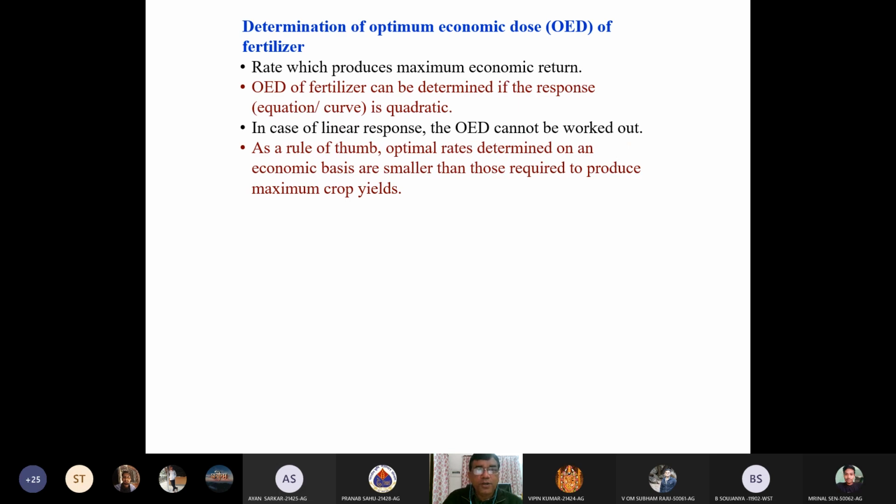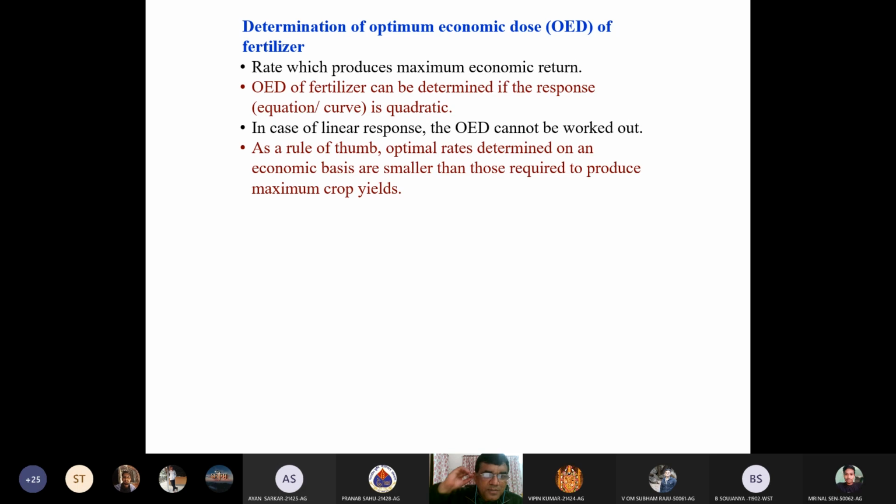Now, determination of the optimum economic dose of the fertilizer. If your equation is quadratic, then we can determine the optimum economic dose of the fertilizer. If your equation is linear, you can never determine it. This is point number one: your quadratic relationship has to be significant.